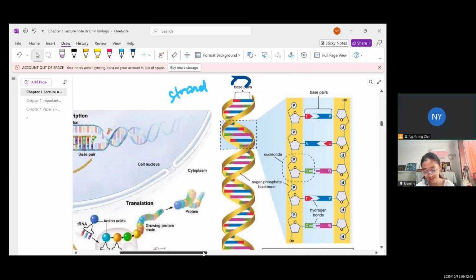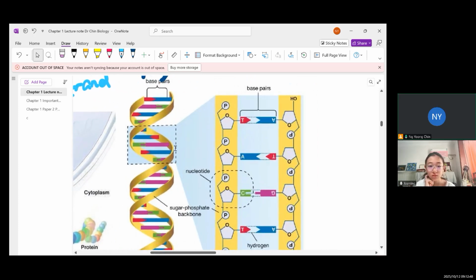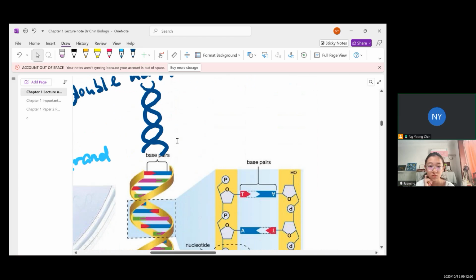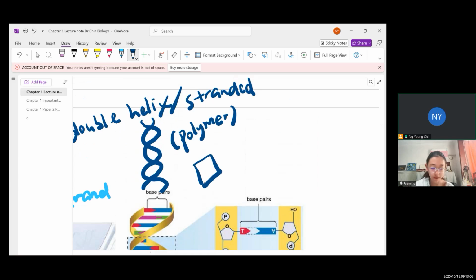Okay, so let's look at the structure of DNA. Since DNA is very important, DNA is a polymer. DNA is actually a polymer because it's a very large complex structure. When we talk about a polymer, it's just like a very complex building, like a house. The house will be made out of what? Building blocks, the bricks. So what is the brick that makes up the DNA? It is the nucleotide.